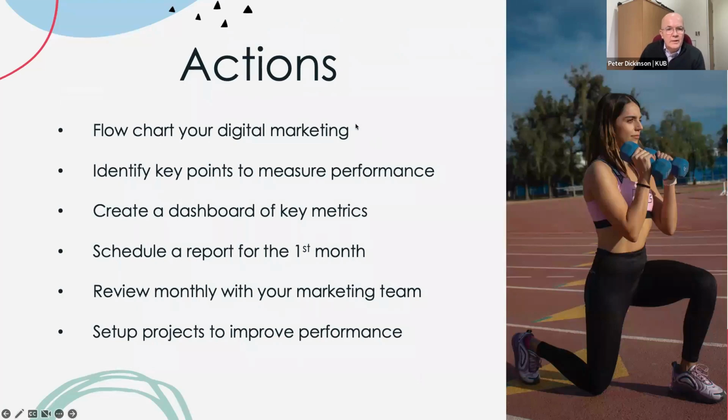So what we recommend as the overall actions is to flowchart your digital marketing processes, like we showed very early on. And then identify the key measure points, create a dashboard, and if you're using something like Google Data Studio, or Looker Studio as it is now, schedule a report once a month. It's great. I do it for 7 o'clock in the morning, just as I'm getting started, and I quickly run through everybody's stats.